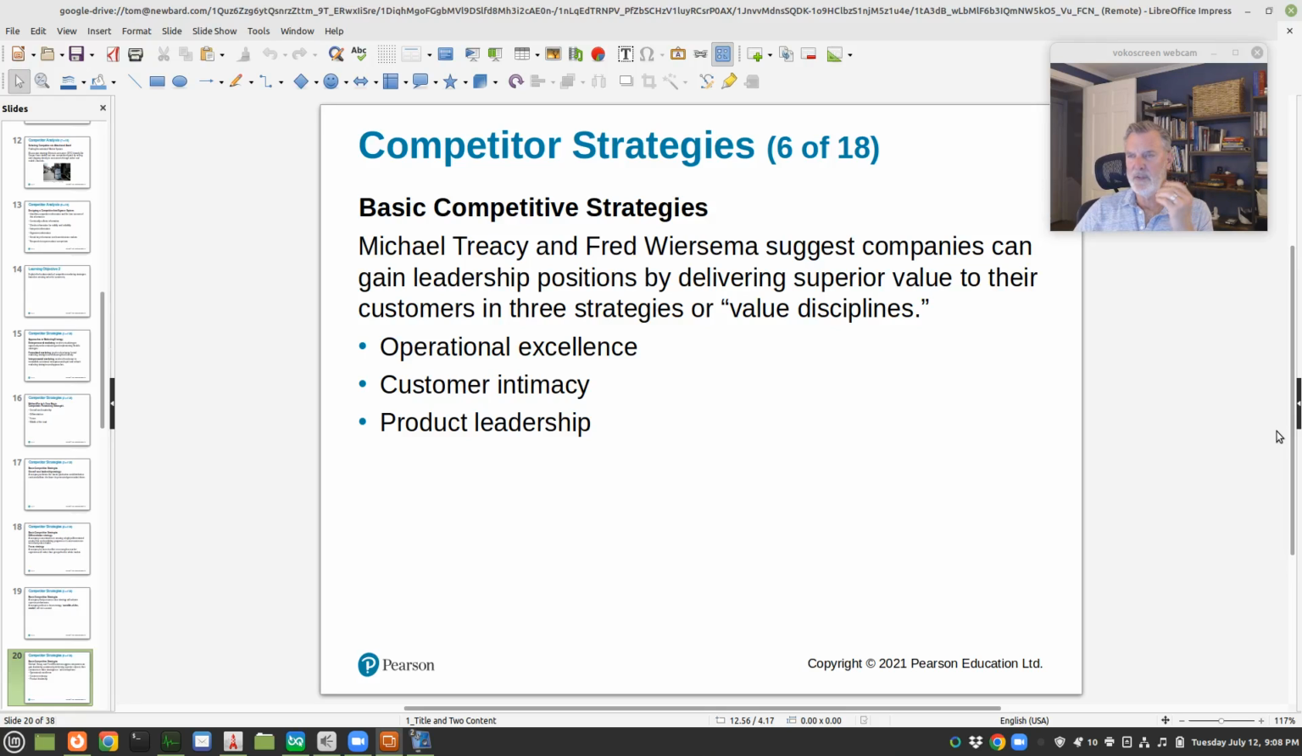Customer intimacy might be Apple. They really understand their customers and understand what their customers want and don't want. So if you're really good at that and really good at designing solutions around that, you could possibly be a leader. You could possibly draw people. You could also have product leadership. So you're coming up with features and designs that nobody else has.